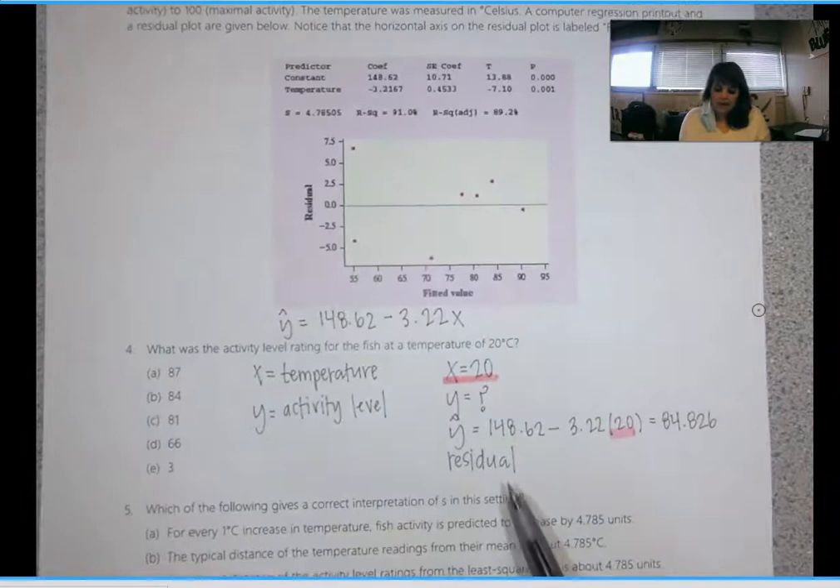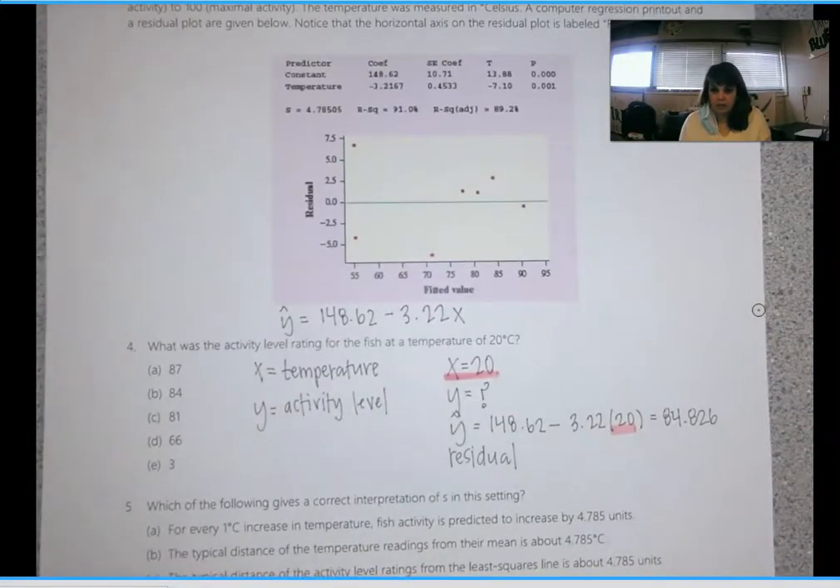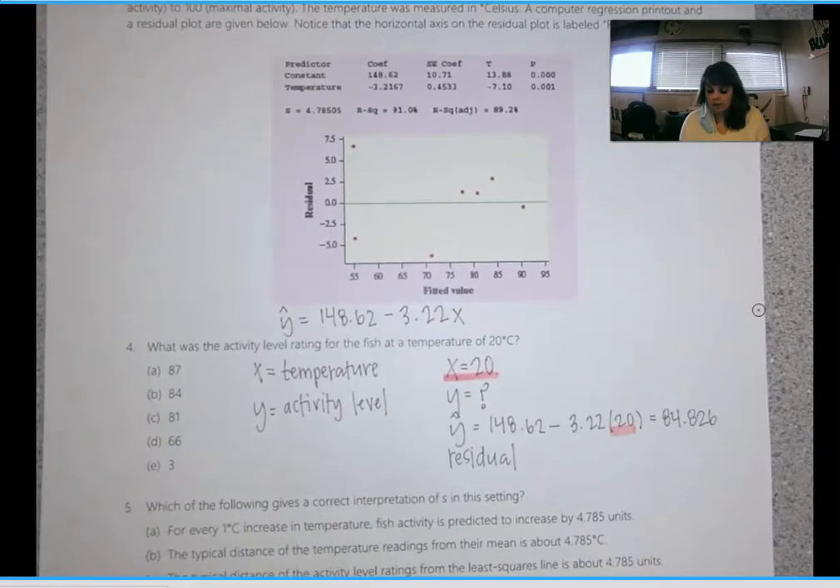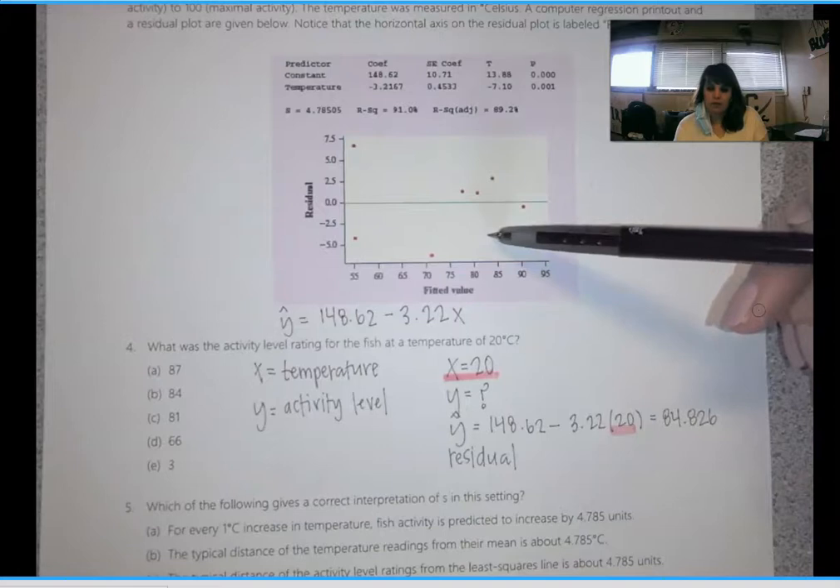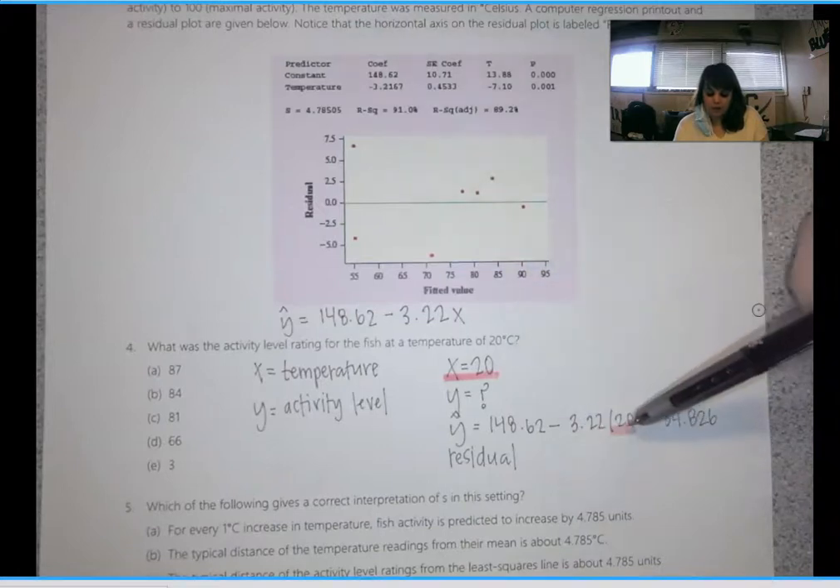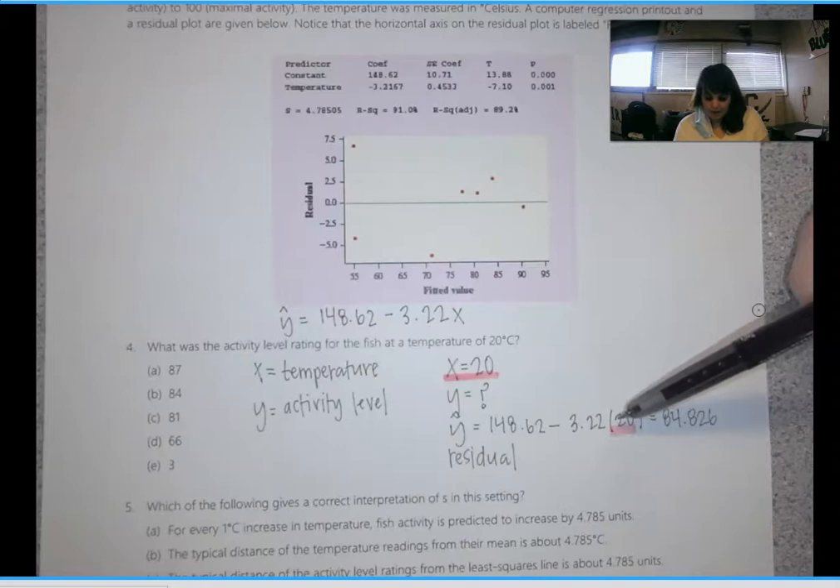Okay, so then the last piece of information we need is the residual, but they didn't give us the residual in the prompt. However, we can find the residual from the residual plot.